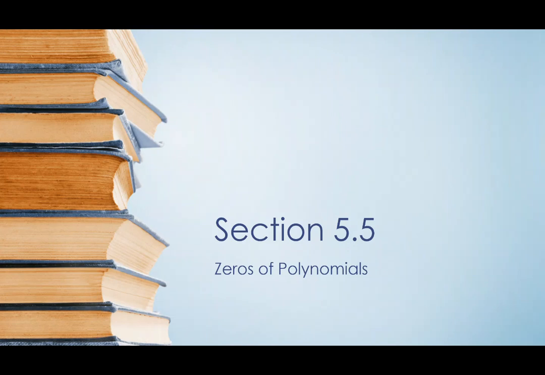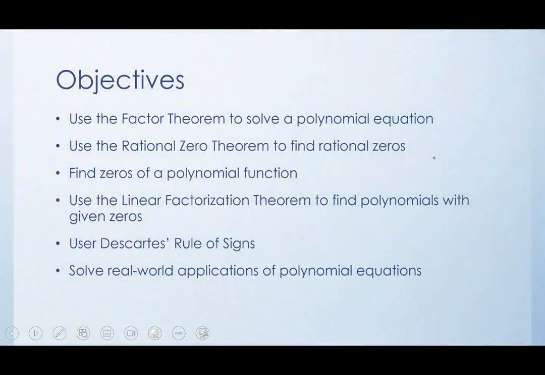All right, so in this series of videos, we're talking about zeros of polynomials. We've got some specific objectives this semester, this video, this section. We're going to use the factor theorem to solve a polynomial equation, use the rational zero theorem to find rational zeros, find other complex zeros of a polynomial, use the linear factorization theorem to find polynomials with given zeros, learn about Descartes' rule of signs, things like that.